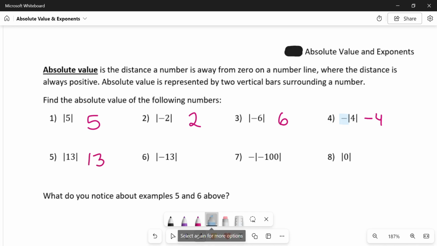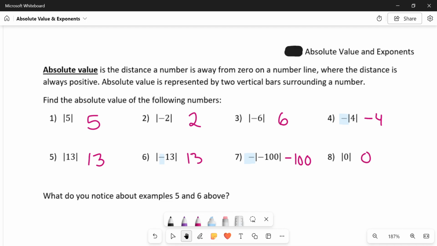Number 6, this time that negative sign is inside the absolute value bars, whereas in number 4, it was outside, okay? But it's inside, so the absolute value of negative 13 is 13. On 7, we have a negative on the outside, so I'm going to bring it down. And then the absolute value of negative 100 is 100, so our final answer is negative 100. Number 8, the absolute value of 0 is 0.